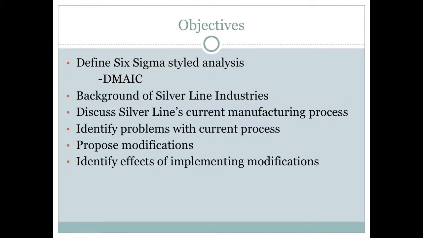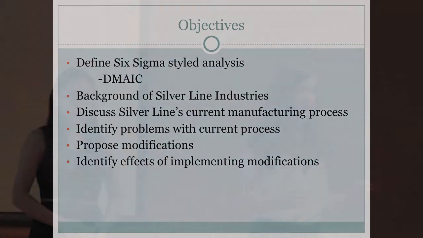Our objectives for this presentation are to first define Six Sigma Style Analysis, specifically the DMAIC acronym, which is the problem-solving strategy that we used for our project. Next, we will give a brief background of Silver Line Industries, the company that we studied. After that, we will outline the basics of Silver Line's current manufacturing system and describe problems that we found with this process. After that, we will propose solutions to these problems and discuss the effects that implementing these solutions would have.